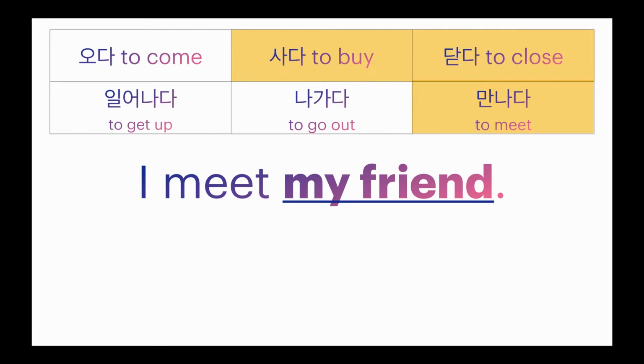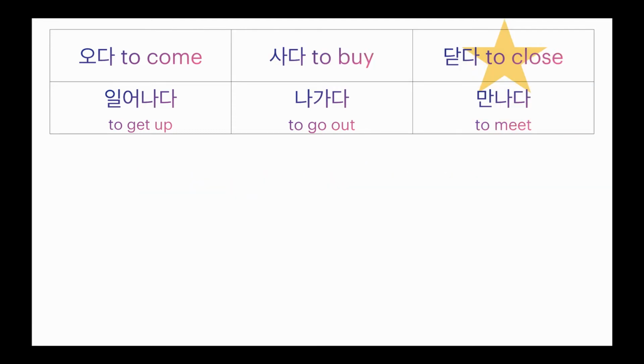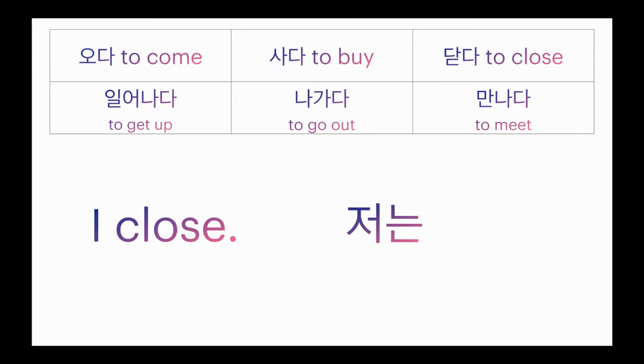So we're just going to practice these really briefly today for the sake of the conjugation rules, starting with 닫다, to close. So I close would be 저는 닫다, we drop 다, add 아, make it polite, 요. 저는 닫아요.